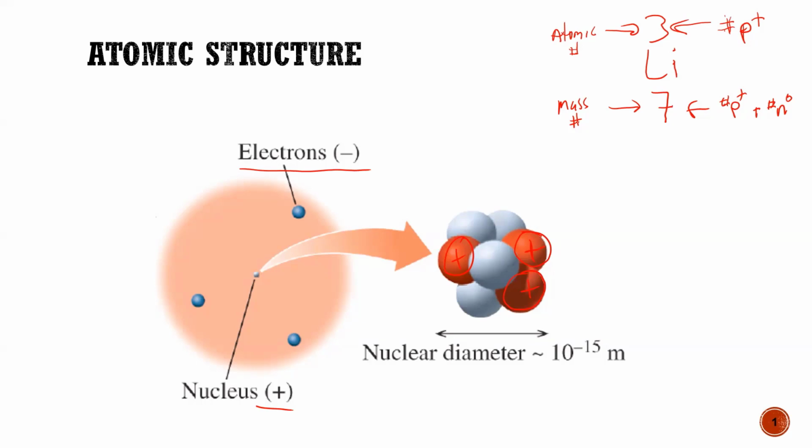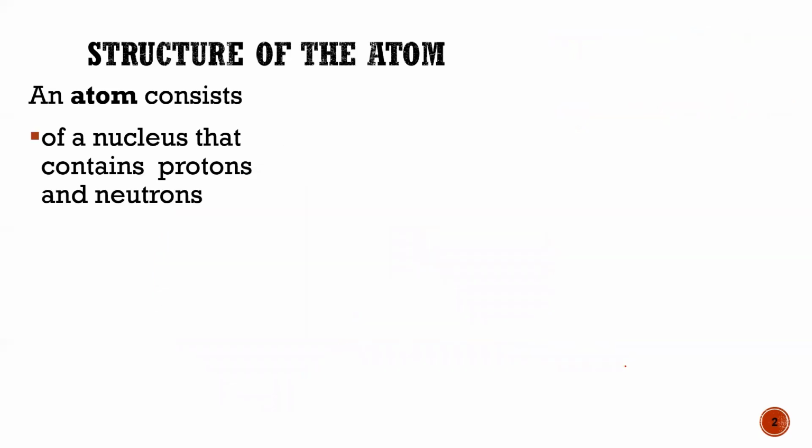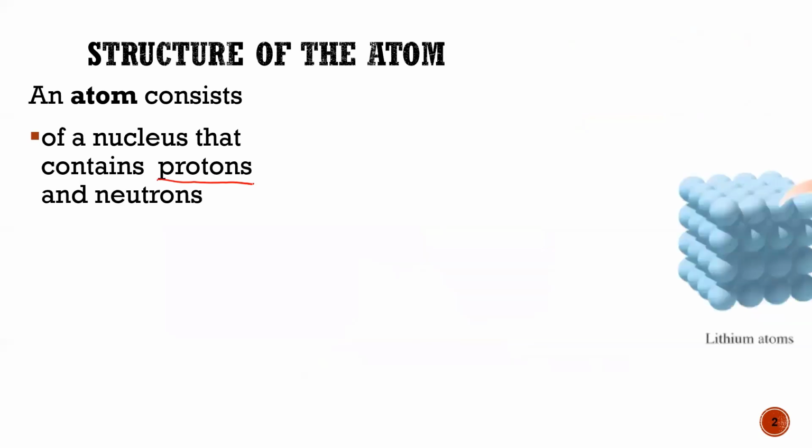One of the things I wanted you to notice is how small the nuclear diameter is: 10 to the minus 15 meters. That's a femtometer. That's incredibly small, okay? So as we move forward, what is the structure of the atom? Basically, it has a nucleus, and the nucleus contains the positive charge because it has protons. The nucleus also contains neutral neutrons.